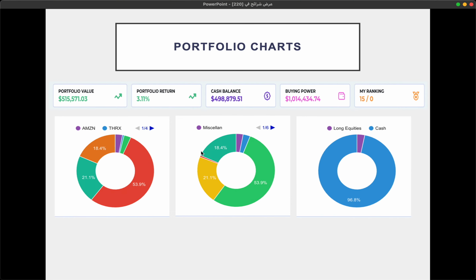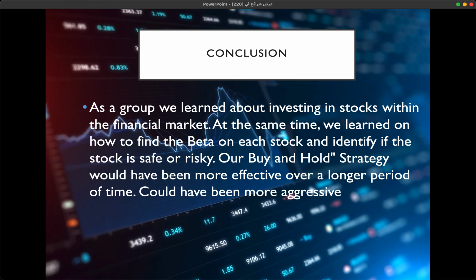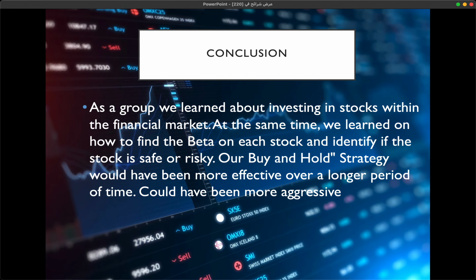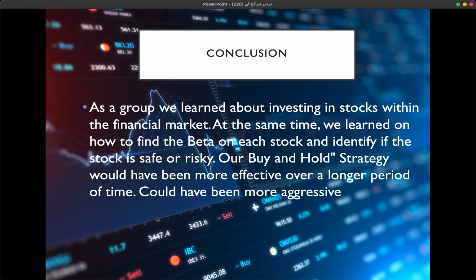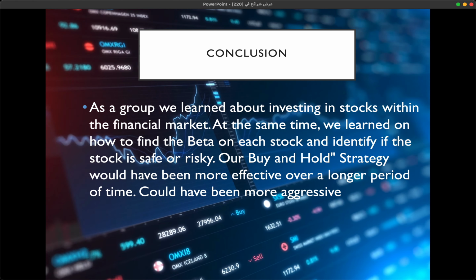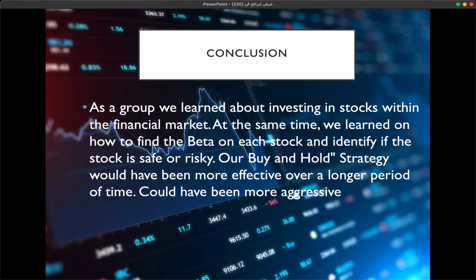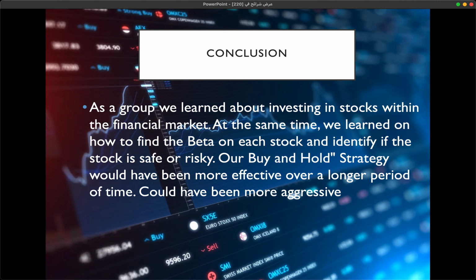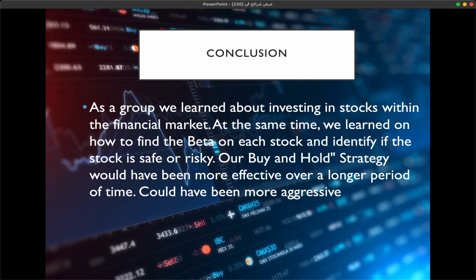And conclusions. As a group, we learned about investing in stock within the financial market. At the same time, we learned how to find the beta of each stock, and identify if the stock is safe or risky. As you can see, the buy and hold strategy would have been more effective over a longer period of time, and we could have been more aggressive.